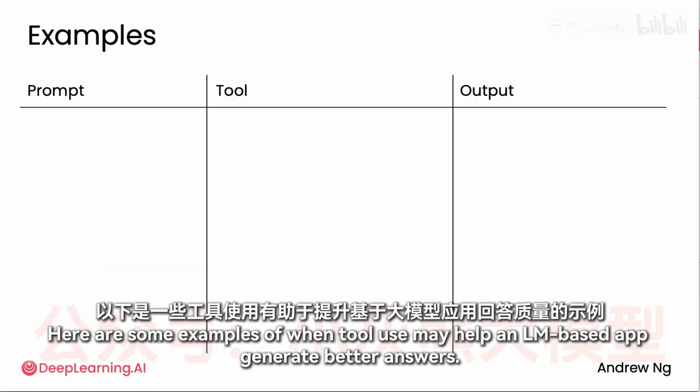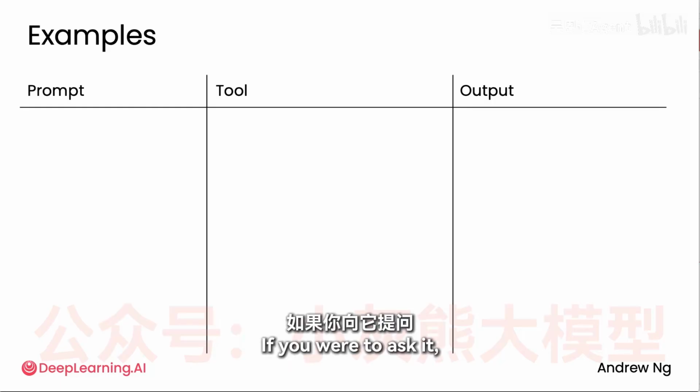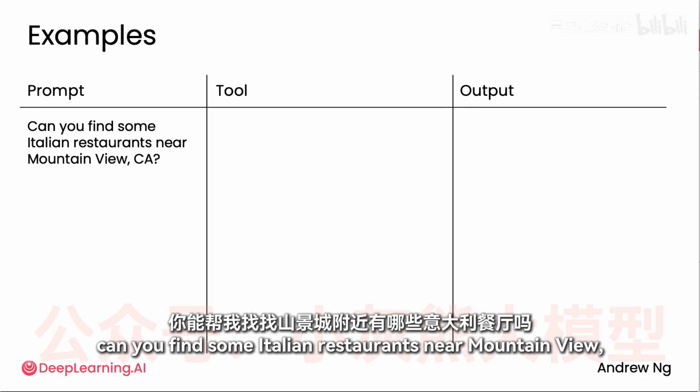Here are some examples of when tool use may help an LLM-based app generate better answers. If you were to ask it, can you find some Italian restaurants near Mountain View, California?